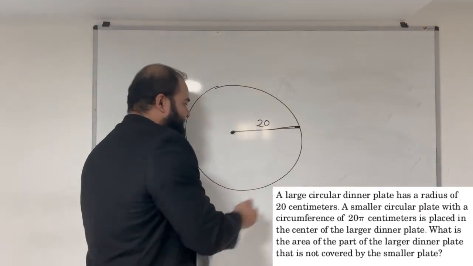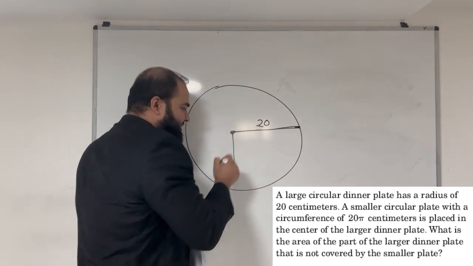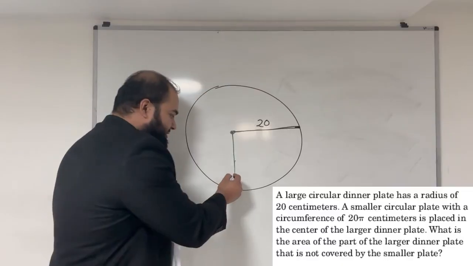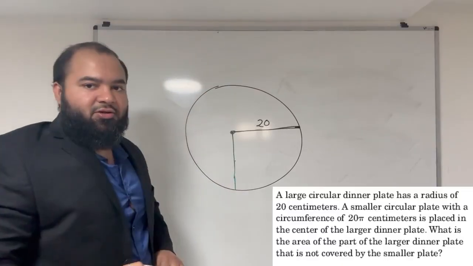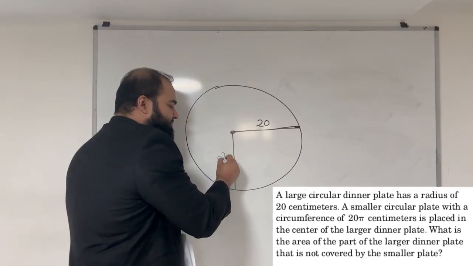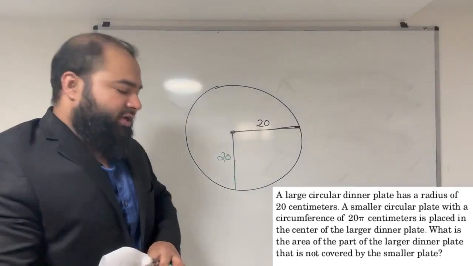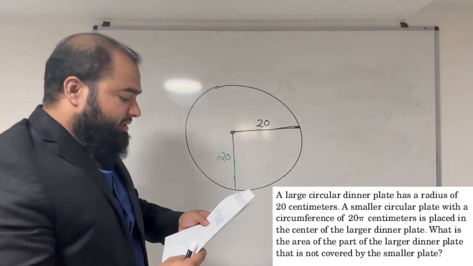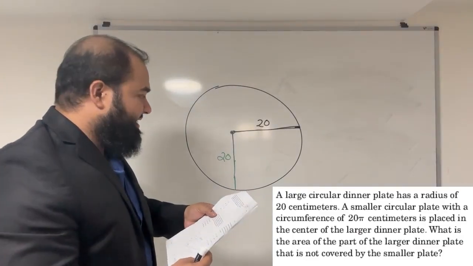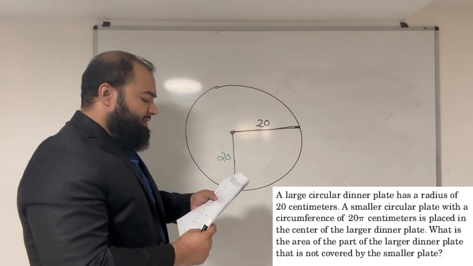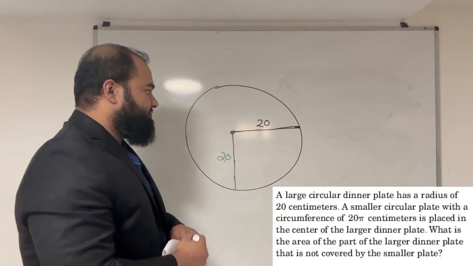So let's say if I draw a line from here, is it a radius? Not yet. How about now? Not yet. Once it touches the circle, that's called a radius. And if that radius is 20, there's also going to be 20. All the radiuses are equal in a circle, okay? Now, if the radius is 20, they said there's another smaller circle with the circumference of 20 pi centimeters placed in the center of the larger circle.